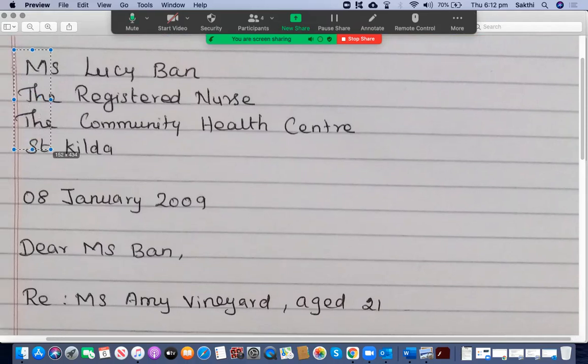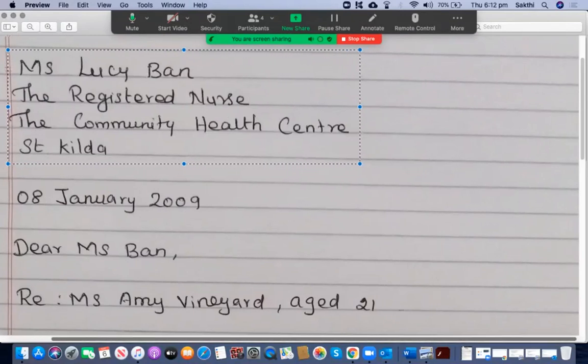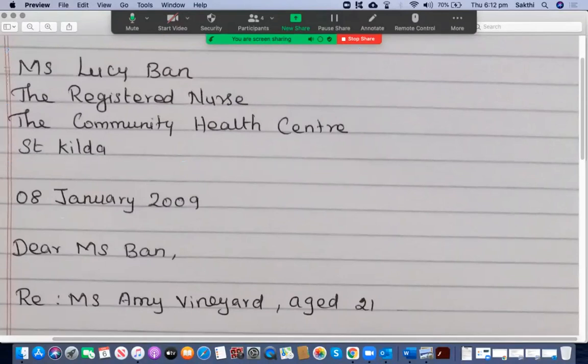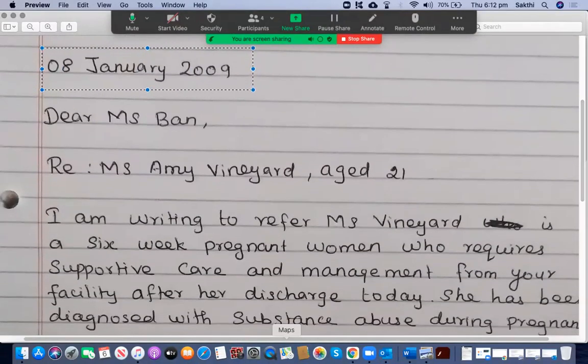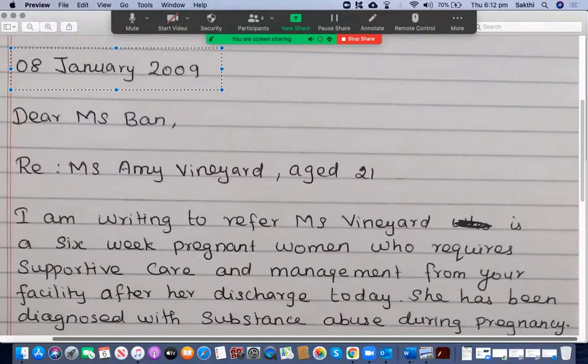So you have written down the addressee's details on the top. It's Miss Lucy Band, the registered nurse, the community health center, St. Kilda. That's good. So the addressee's contact details are written correctly, and then you have written the date of the letter. All right, that's good. I'm happy with that. And then the salutation of the addressee. You have written, Dear Miss Ban.